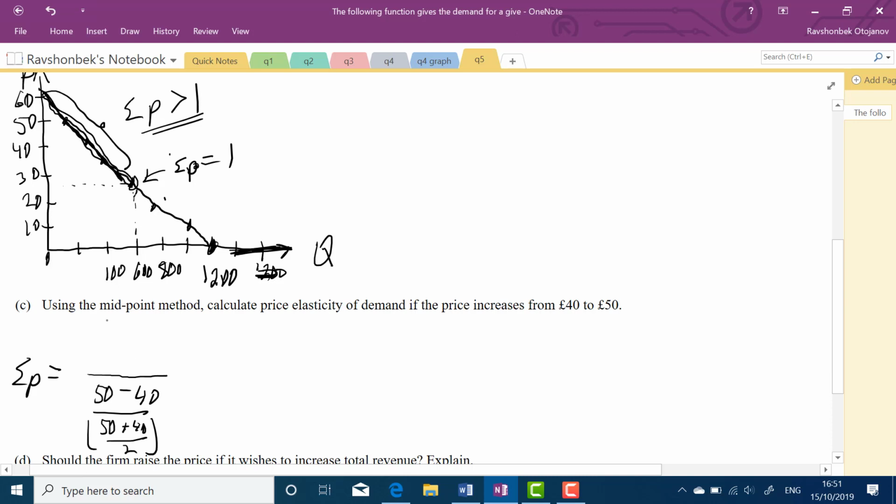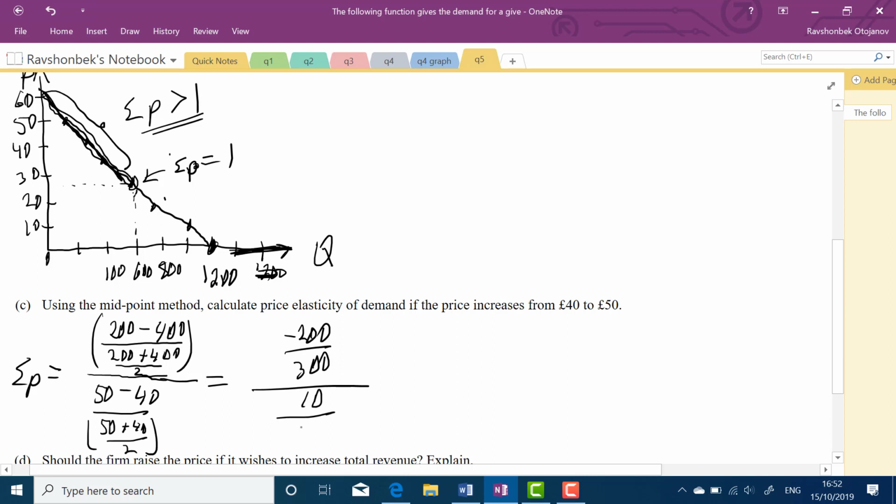Now quantity change. Can you tell me please what's the new quantity at this price, at 50? 200 at 50, yeah? And minus the quantity at 40, 400. Over 200 plus 400 over 2, which is the average. Now that is what's coming out here. Minus 200 over 300, over 10, that is 50 minus 40, that's 10, over the average, which is 45 here.